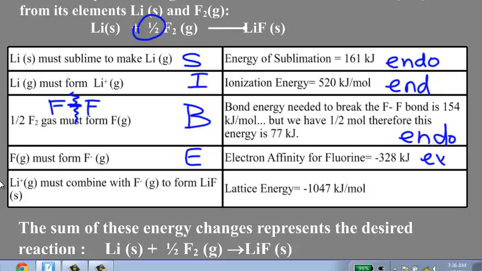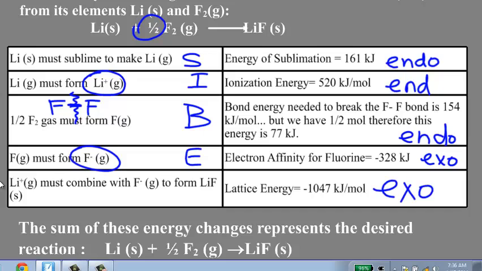This is exothermic. And then finally, once we have Li in its +1 state and F in its -1 state, we can measure the energy of attraction between them. Okay? They can get together. And the energy of attraction between them, Li plus gets together with F minus, that's the lattice energy, and that value is negative 1,047 kilojoules per mole.